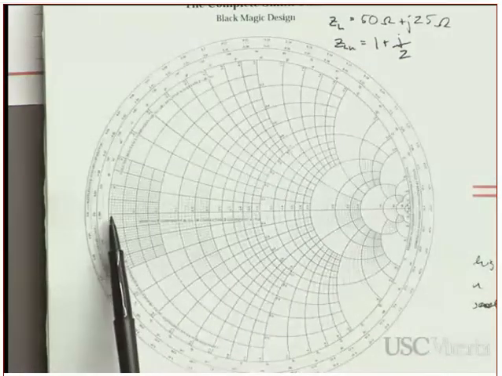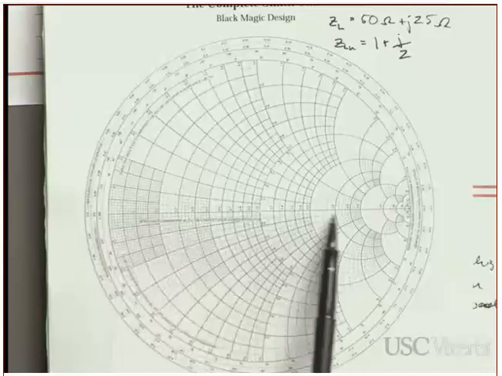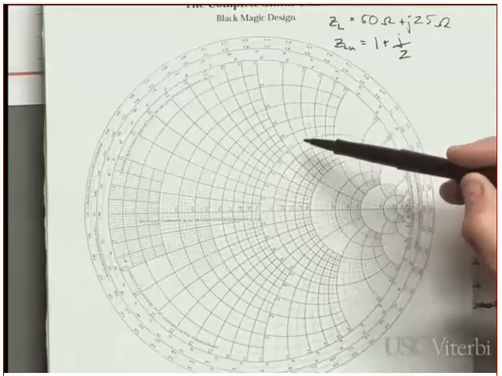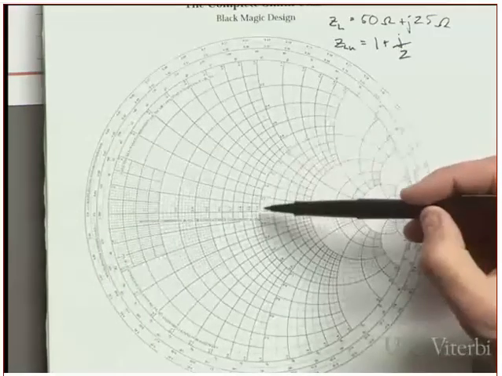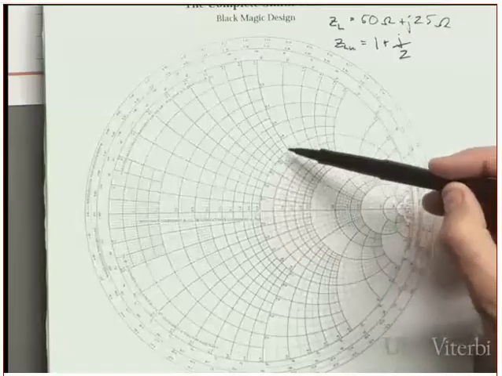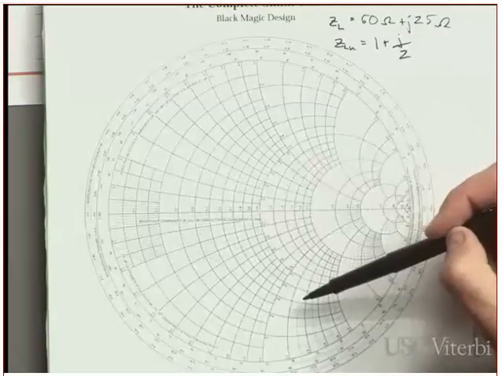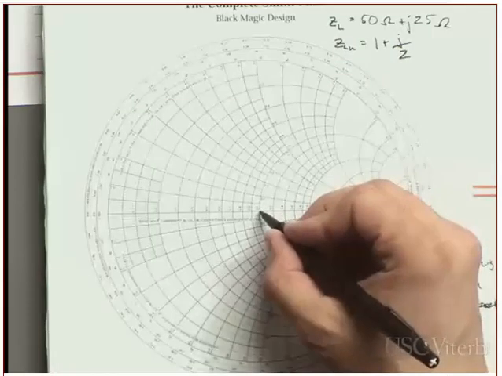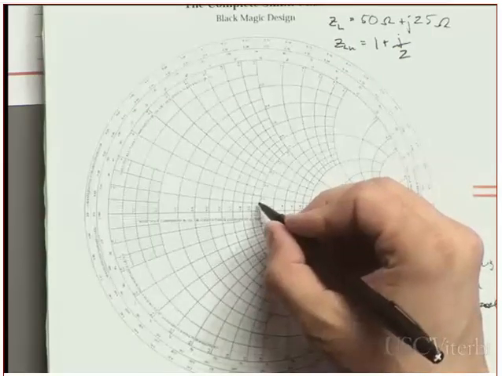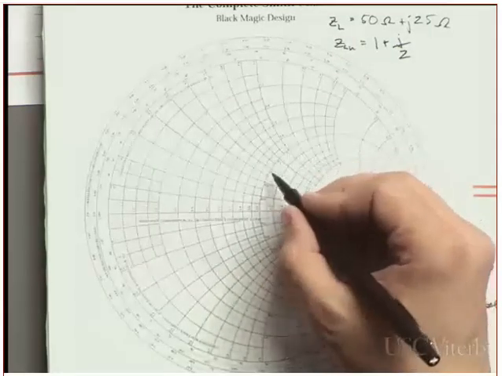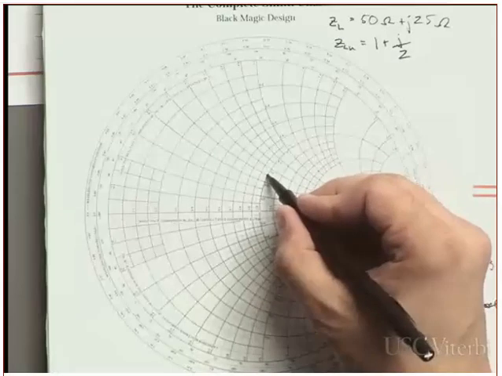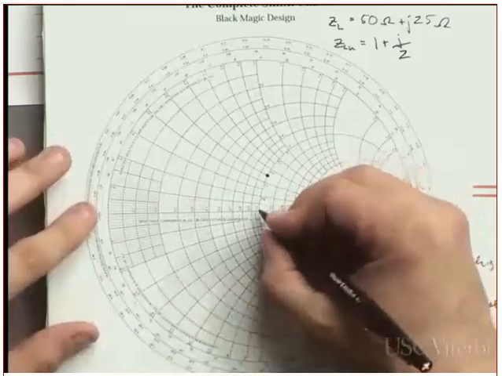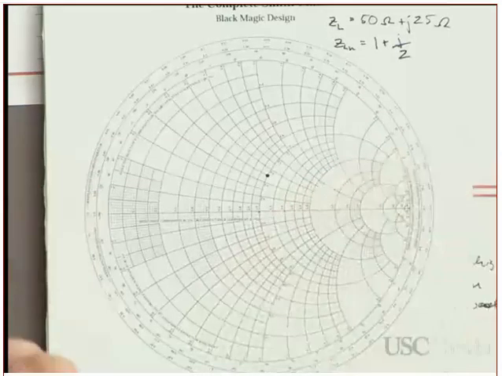So the real part is found along this line right here, and the imaginary part is on these curves. Going up is positive imaginary, going down is negative imaginary. So real part one is right here, and I need to follow the curve that goes right through that point up to j over 2, which is right here. Okay. So what can I do now?